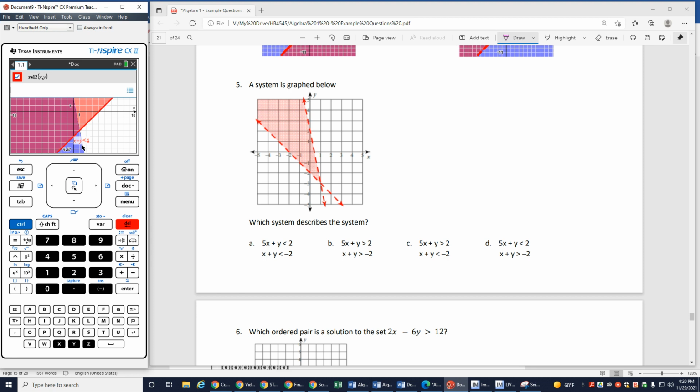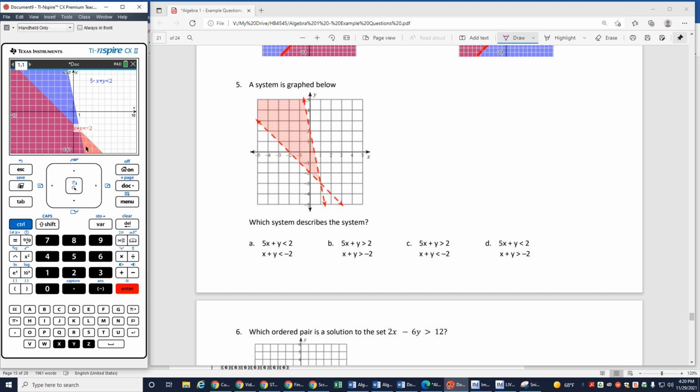And x plus y is less than negative 2. Control equals, less than negative 2. And when I hit enter, I can see that just the actual overlapping solution is all that they've shaded in.